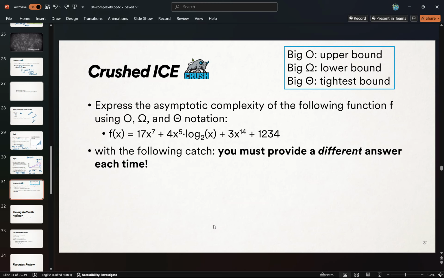So the hint is there's only one answer, only one normal looking answer for big theta. And that's the one where you find the highest term, chop off any constants. That will always give you big theta, or the tightest bound for big O and big omega.